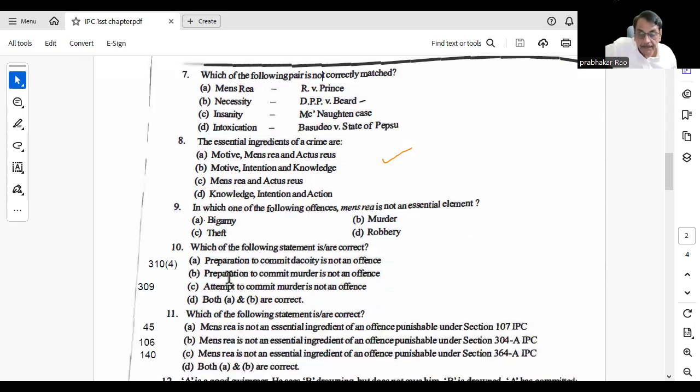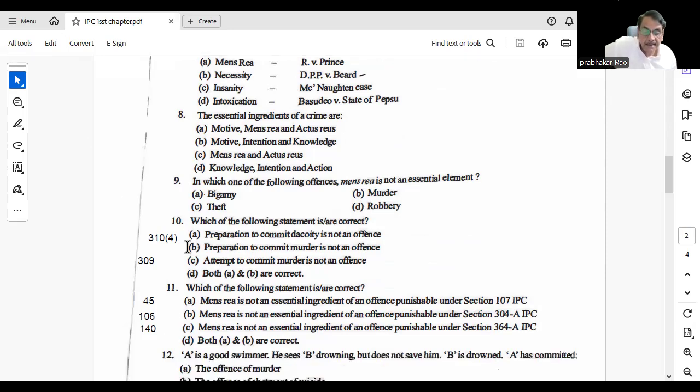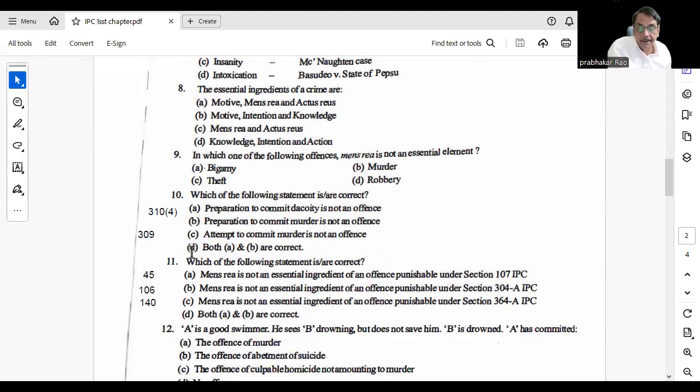Next comes, in which of the following offenses mens rea is not an essential element. You see, bigamy, murder, theft, and robbery. This is very important. In the case of bigamy, mens rea is not an essential element.